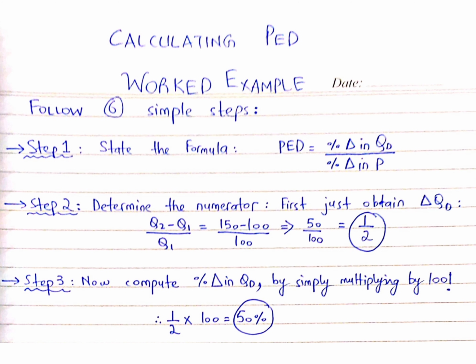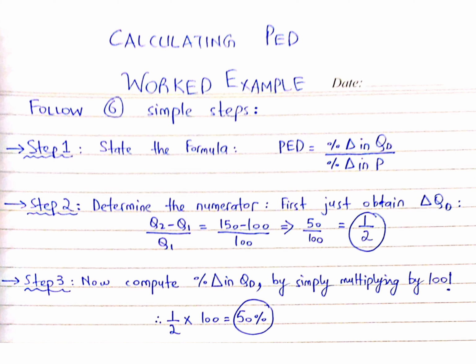So step 1, you simply have to write the formula. So the formula, as we remember, is the percentage change in quantity demanded over the percentage change in price. Just take note of the fact that this is exactly the same formula that I had shared at the beginning of this video. The only difference is that over there I had written it out in words, while here, in order to save time, I have expressed the same thing using symbols.